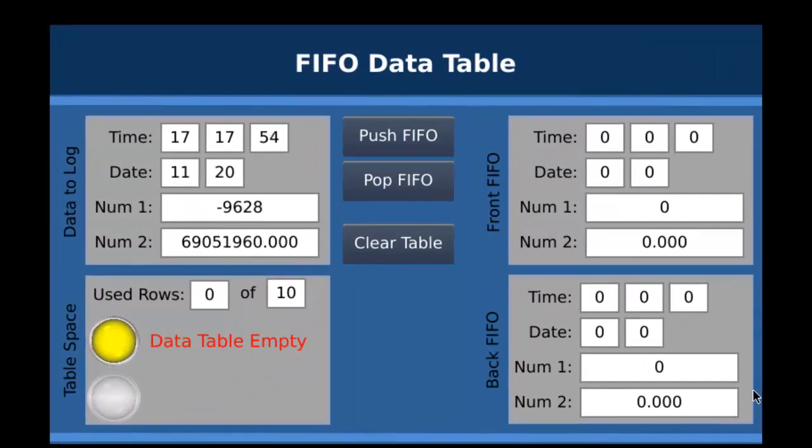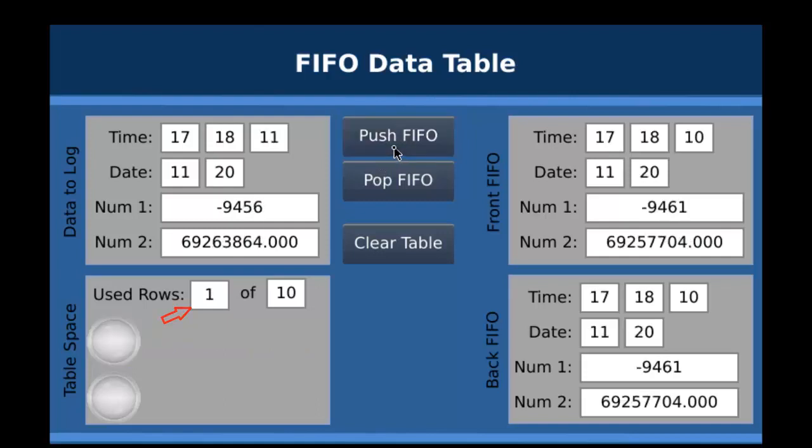As we can see, starting off, there are 0 rows used out of 10. The data is constantly being generated within this table. Pressing push will store this information into the first row. When I press push, we can see the used rows increments to 1. This stores the information into the back of the data table. Since there is only one row currently, both the front and back of the table display the same information.